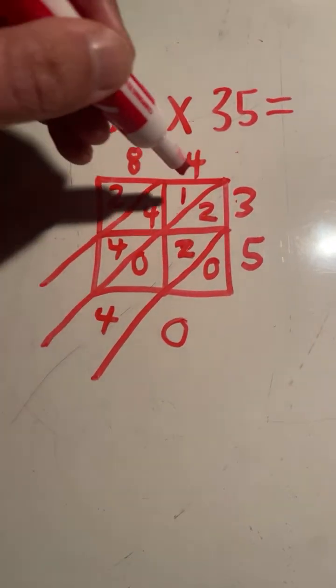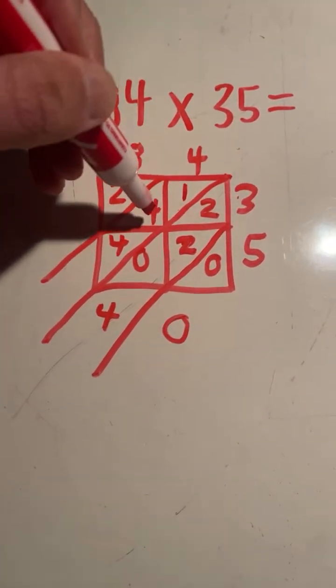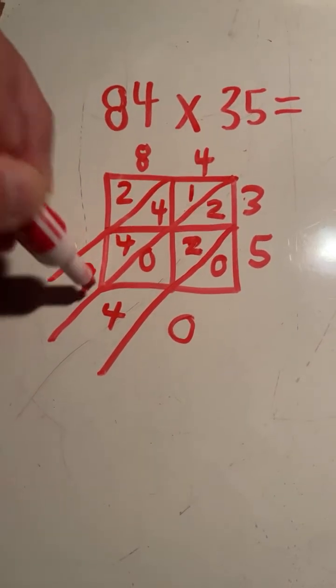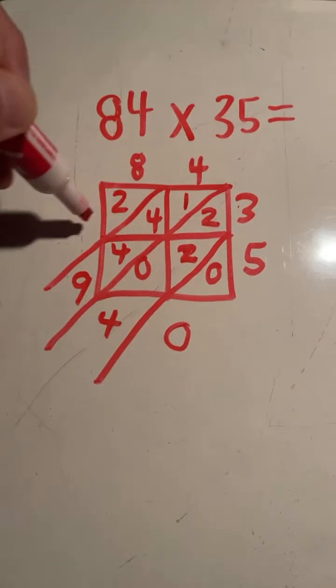Next diagonal line, we have to add 1 plus 4 plus 4. 1 plus 4 equals 5. Plus 4 equals 9. And then the last diagonal line, we have the 2 by itself.